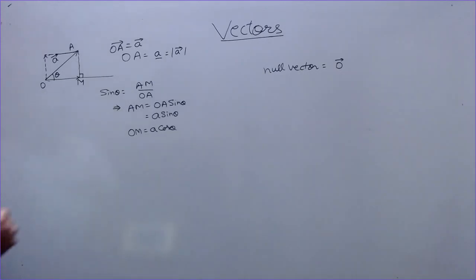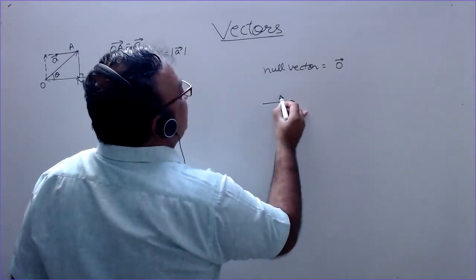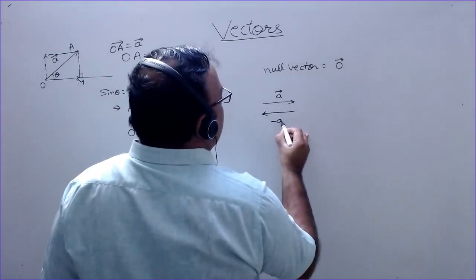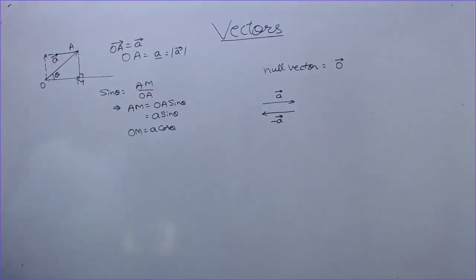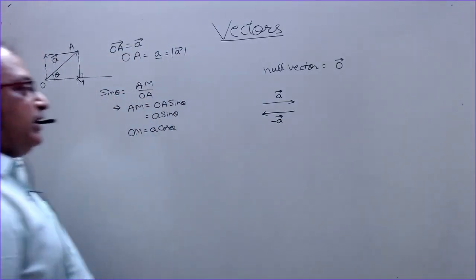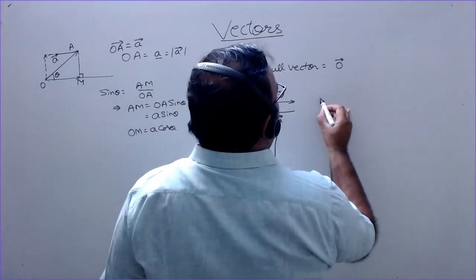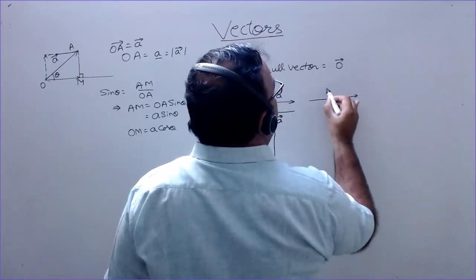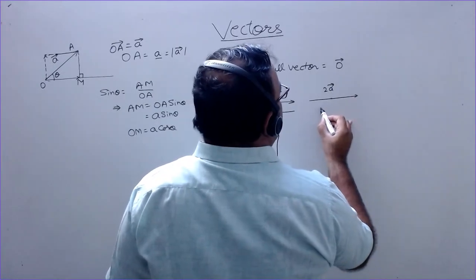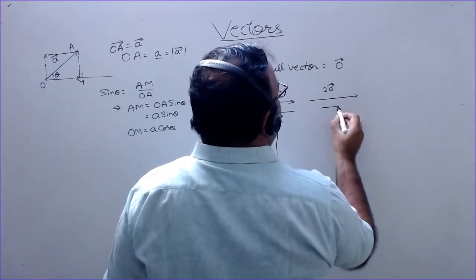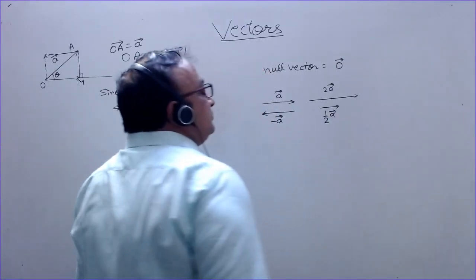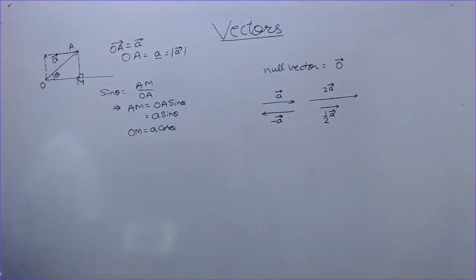So if I change the direction of a vector, this is vector A, and I change the direction but the magnitude remains the same, then we write it with a minus sign. This is minus A. If you multiply a vector by a scalar, like if you multiply this by 2, then the direction remains the same but the magnitude becomes twice. If you multiply this by half, then the direction remains the same but the magnitude becomes 1/2. This is how you multiply a vector by a scalar. This is a very simple thing.